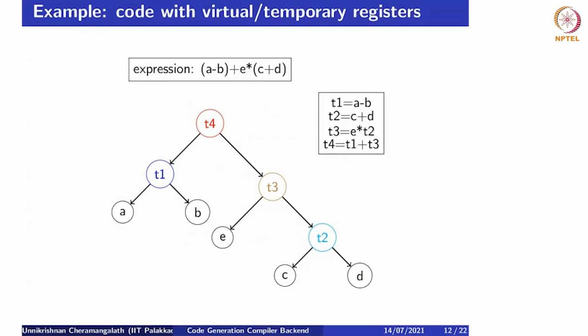So if you start from the root node T4, T3 will be computed in a register. That register will be used to store the result of T4. You got it?